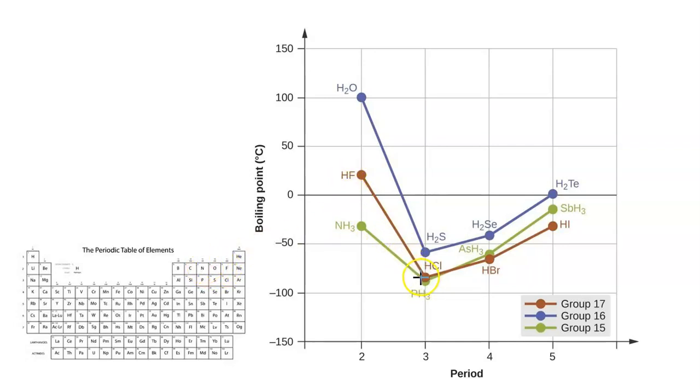Here we have third period elements bonded to hydrogen: phosphorus right here, and then chlorine, and sulfur. So we have three third period elements bonded to hydrogen, and then the fourth period elements bonded to hydrogen: selenium, arsenic, and bromine. And then here's tellurium, antimony, and iodine, bonded to hydrogen.